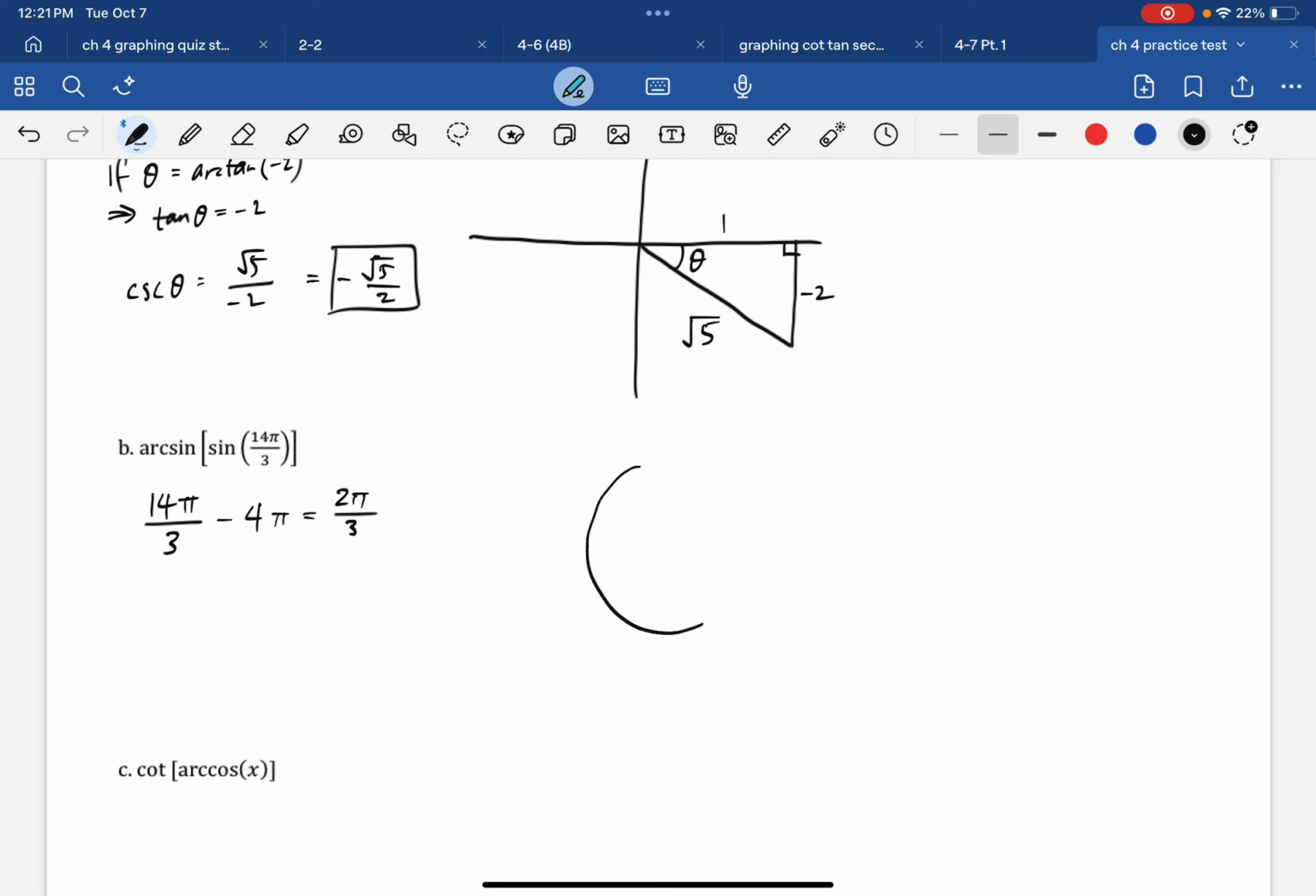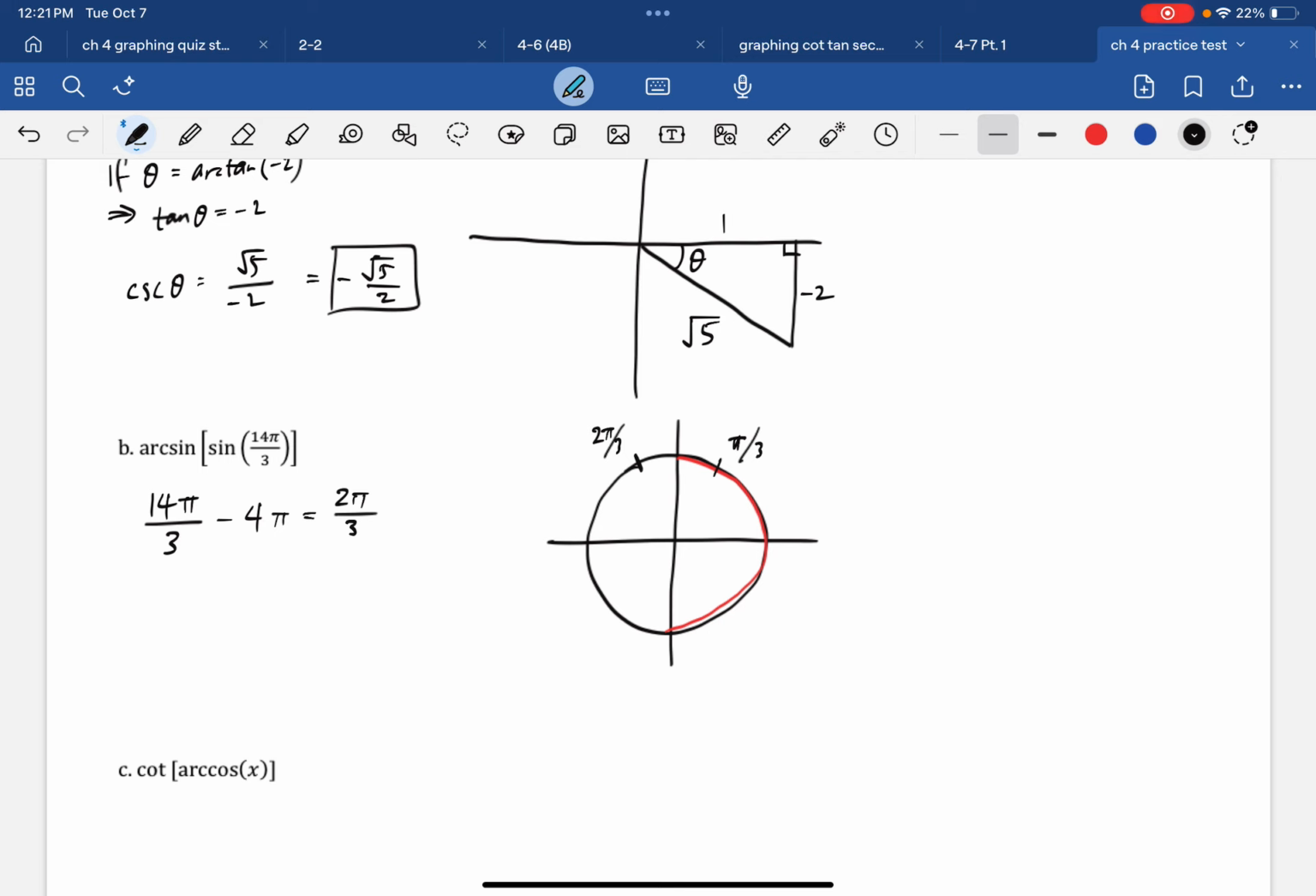Now, if we plotted that on the unit circle, 2 pi over 3 is 120 degrees, and so we know that this point would be right here. Unfortunately, that's still outside the range of our arcsine function, because arcsine can only be quadrants 1 and 4. And so what we have to do is find an equivalent point on the unit circle that yields the same y-coordinate for its sine value. And so that's going to be this point here. So this point is 2 pi over 3, and this point is pi over 3.